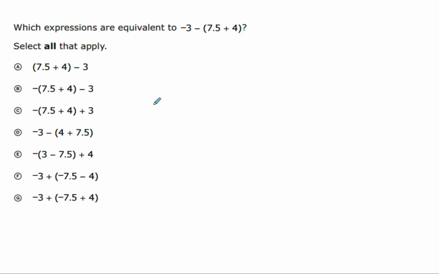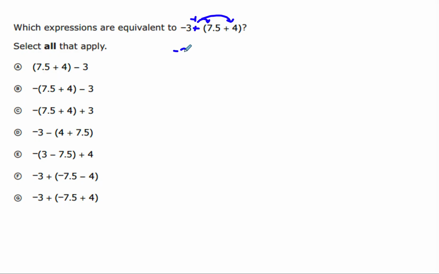All right, so let's take a look at a problem here. Which expressions are equivalent to -3 minus 7.5 plus 4? All right, so we're going to just look to see which ones mean the same thing. When we have this minus sign in front of the parentheses, that minus sign gets distributed to everything that's inside the parentheses. It's like multiplying everything times a -1. I could change to addition, and change the sign, and make that times a -1.